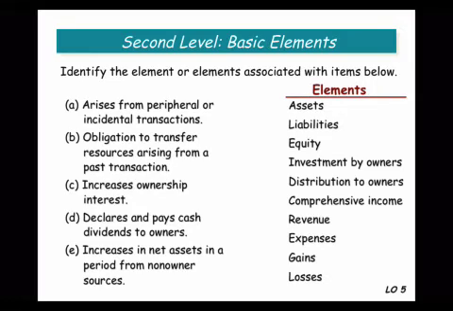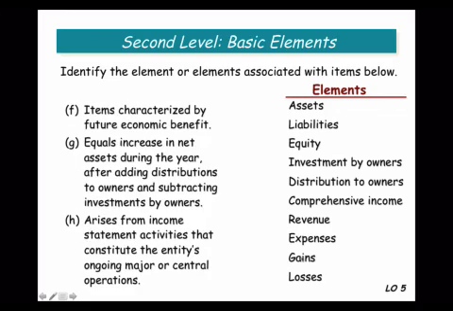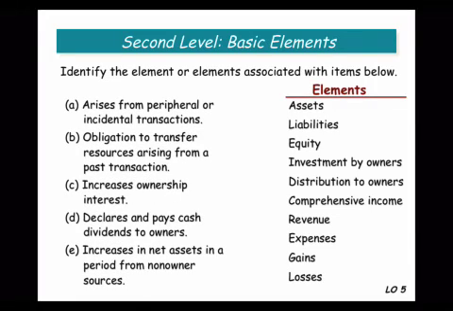Let's take a look at each one of these just to kind of walk through. Quiz: identify the element or elements associated with the items below. A says arises from peripheral or incidental transactions. Well, that was two things. That's our gains and losses. They are peripheral, like the sale of the pizza delivery car for the pizza restaurant.